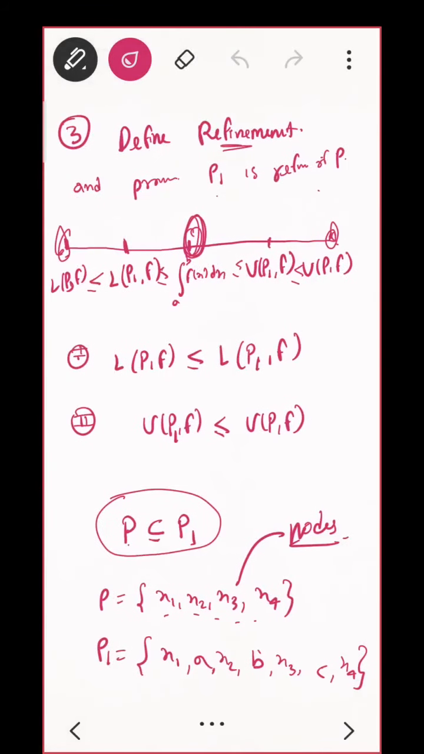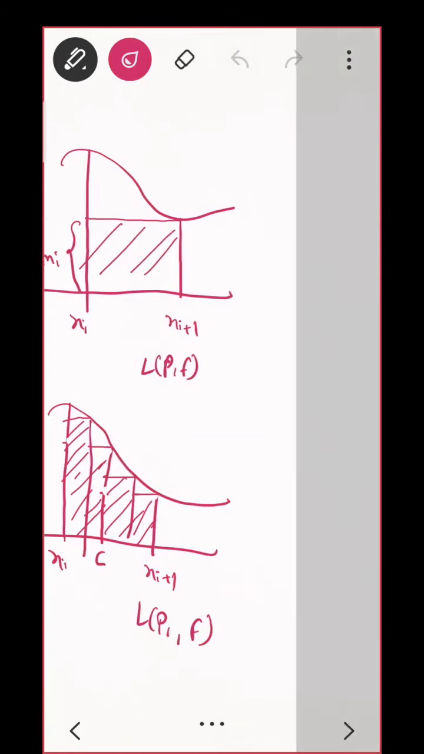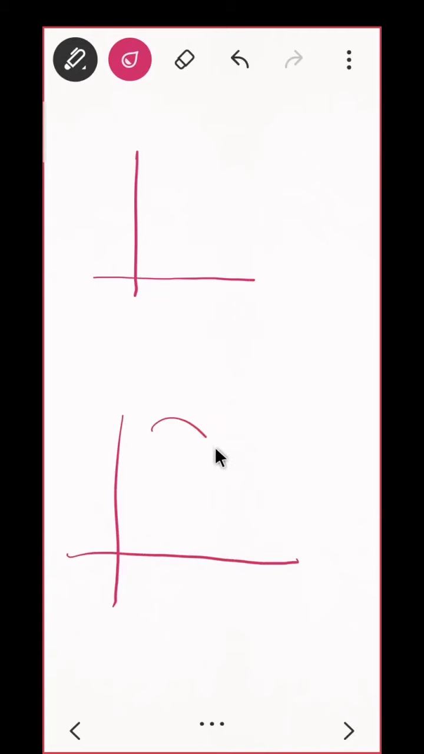Perfect. This is LPF and this is LP1F. Can you similarly think of UPF graphically? What will be there? Let me just do it. The same thing. Try to see something graphically, then that will be quite easy for you.